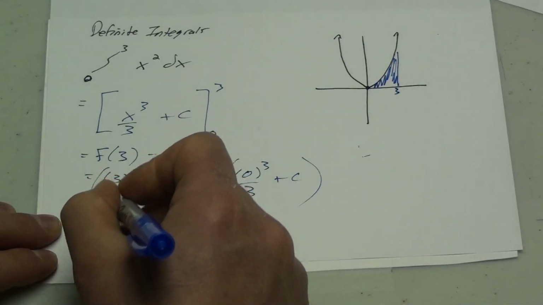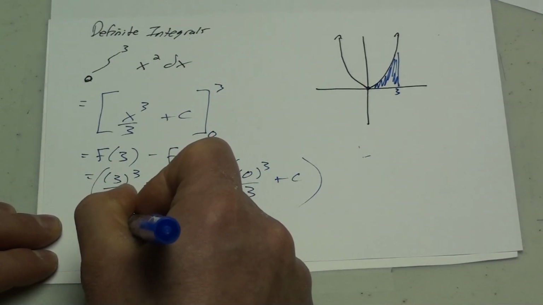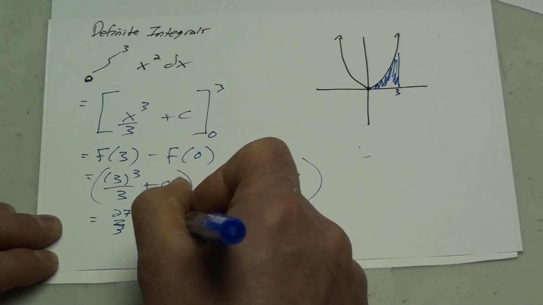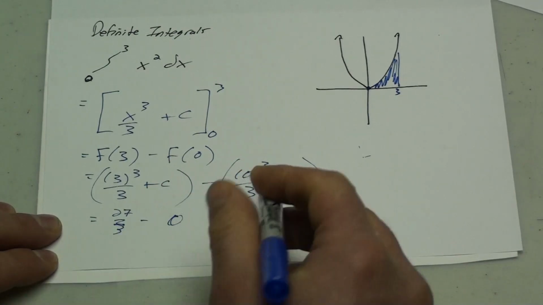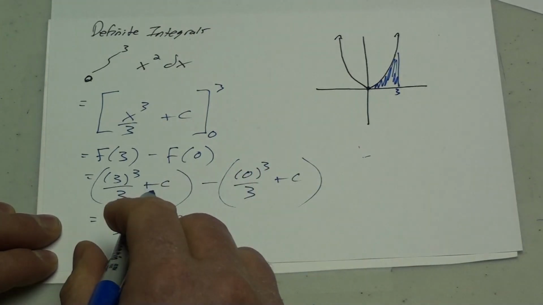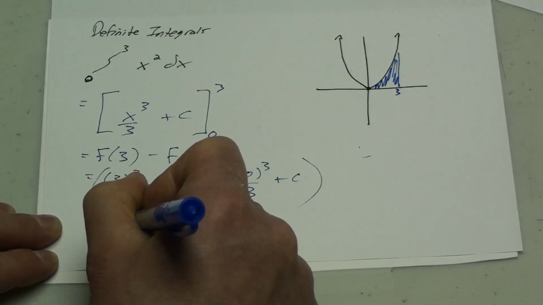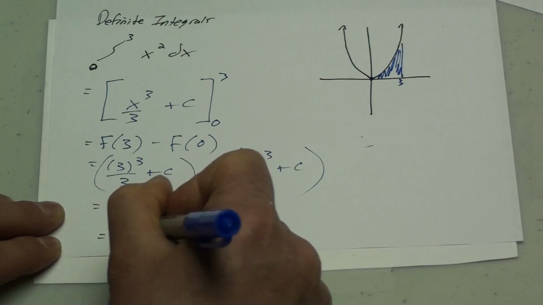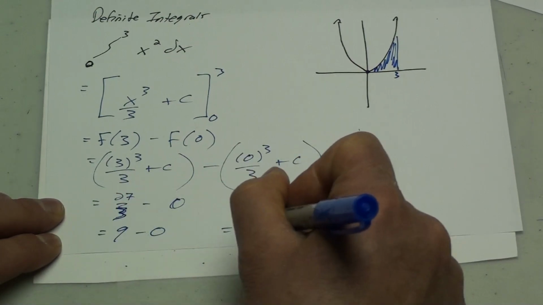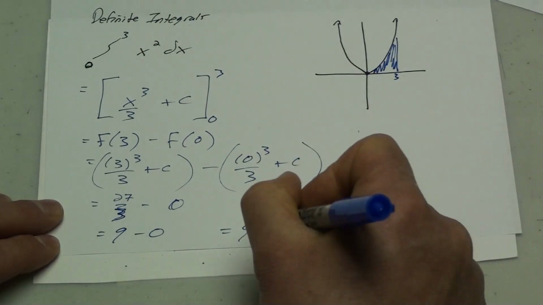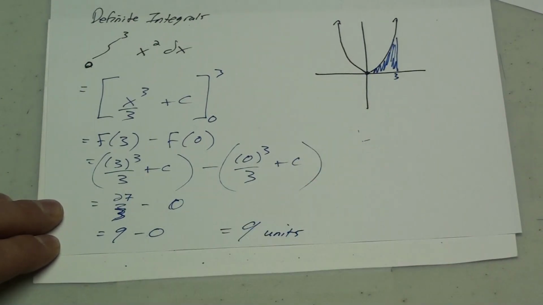So I'll end up with 27 over 3, subtract, and it's just going to end up being a 0 for 0 cubed divided by 3. My plus c and my subtracted other plus c are going to disappear. So I had 27 over 3, which is 9, subtract 0, and my answer is just going to be 9. The area under that curve is just 9 units.